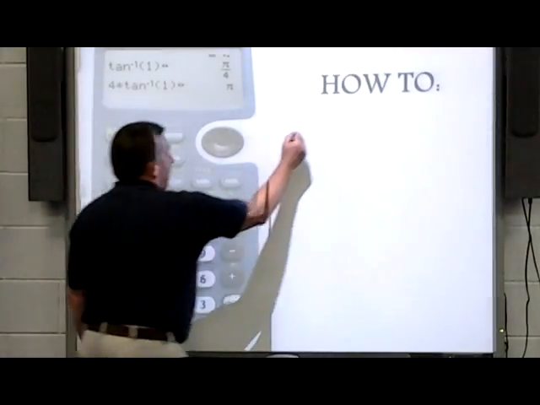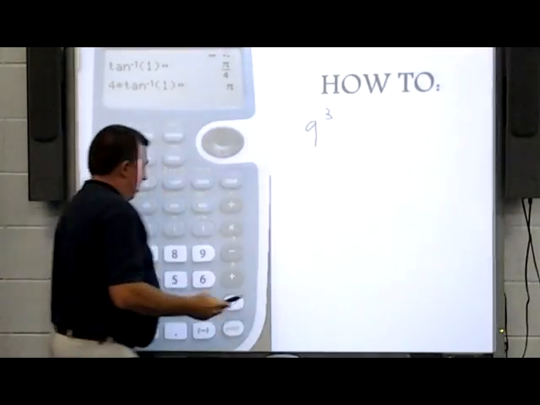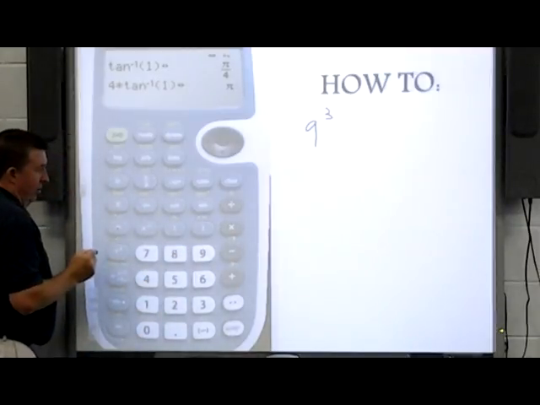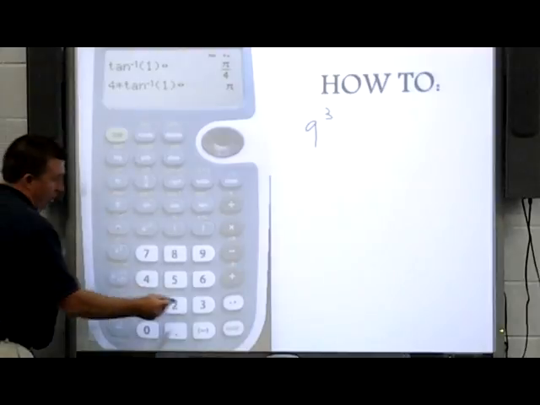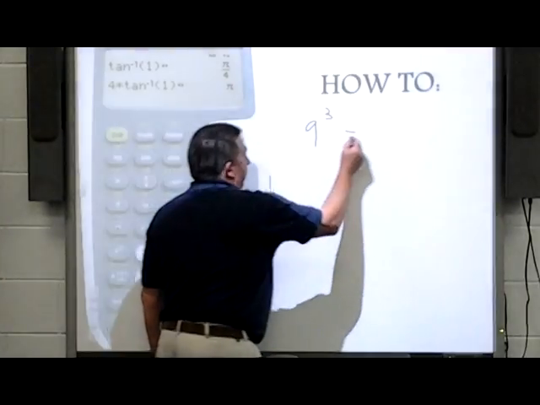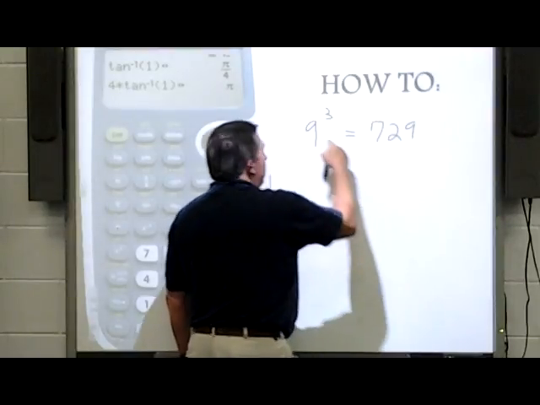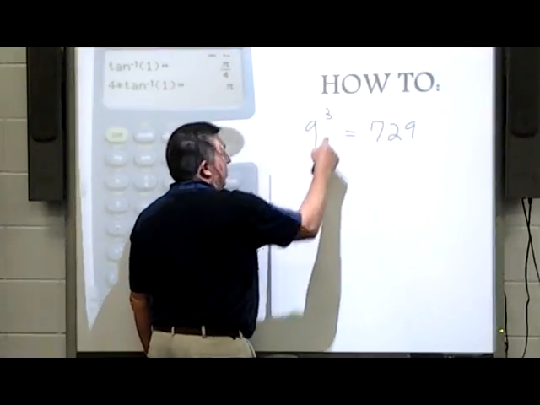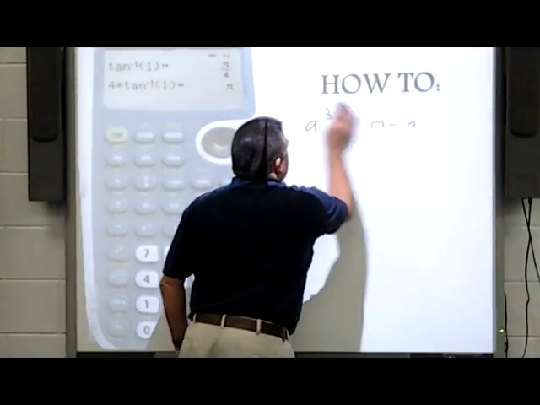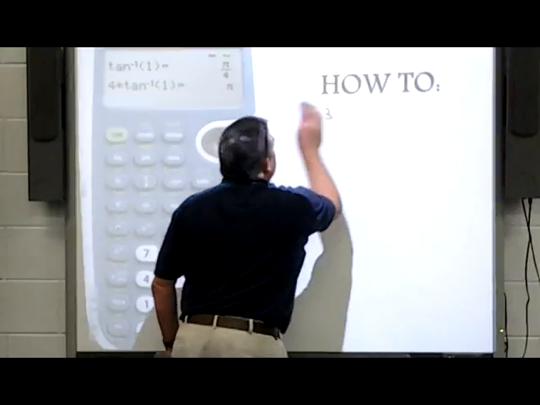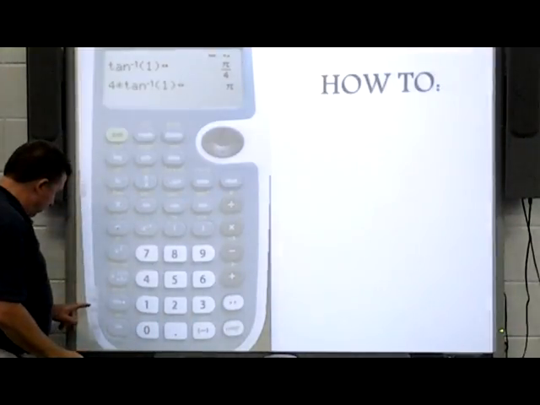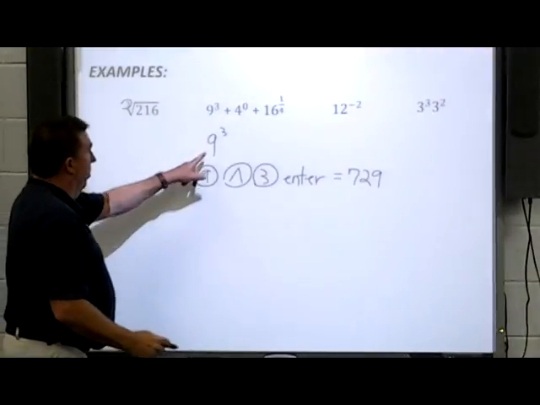So again, if I'm doing 9 to the 3rd, all I do is hit 9, upside down V, that raises me to whatever power I'm looking for. I hit the 3, and I hit enter, and it'll tell me that's 729, which is 9 times 9 times 9. So I have this part.